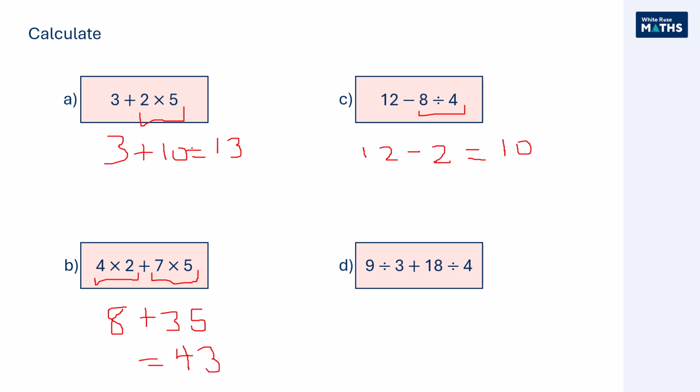Part D, 9 divided by 3 plus 18 divided by 4. So 9 divided by 3 is going to be 3, plus 18 divided by 4. We'll half it and then half it again. Half of 18 is 9, half of 9 is 4.5. So we've got 3 plus 4.5, which is 7.5, or 15 halves. So 13, 43, 10, 7.5, using our BIDMAS or BODMAS.